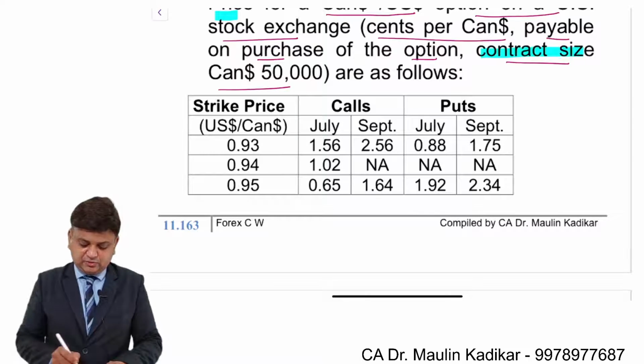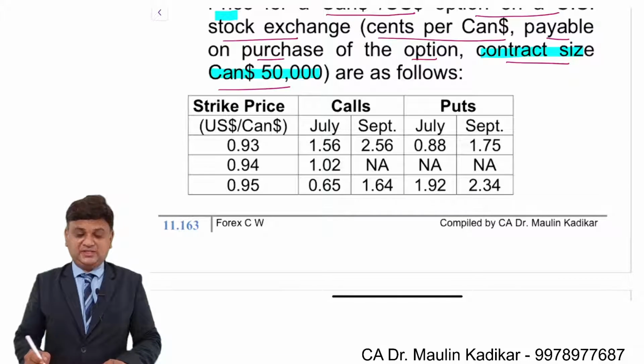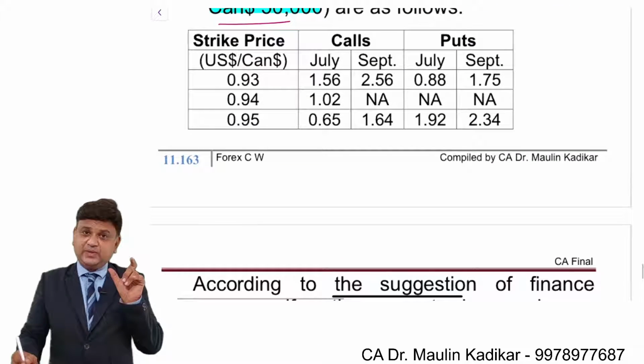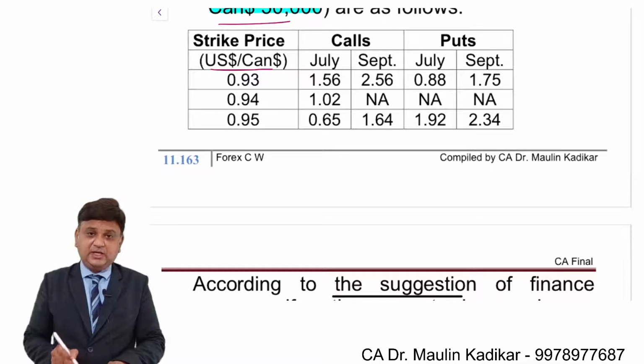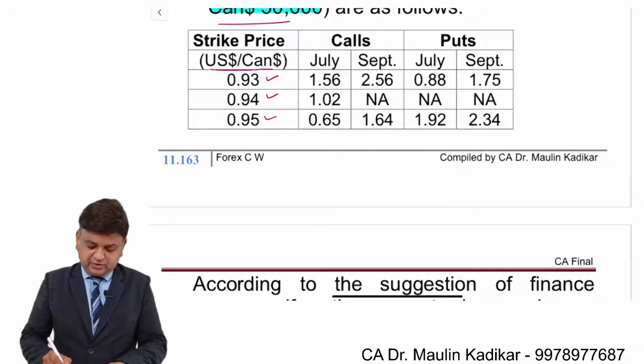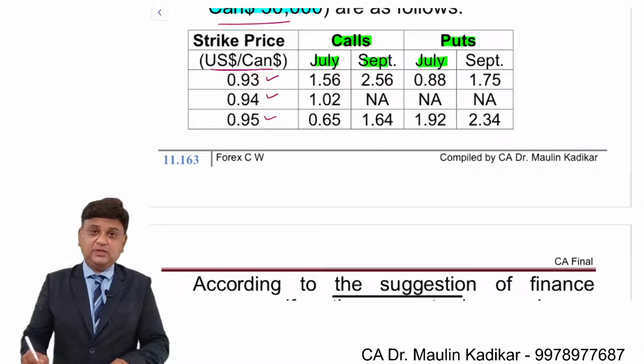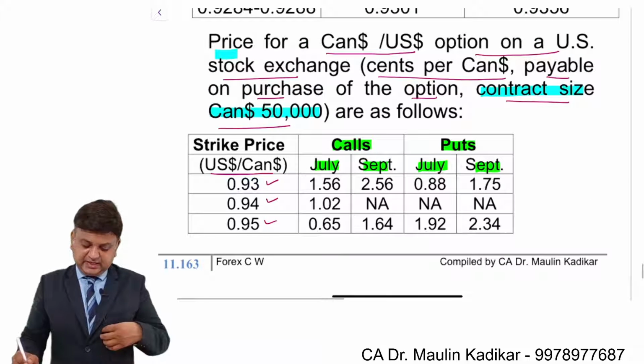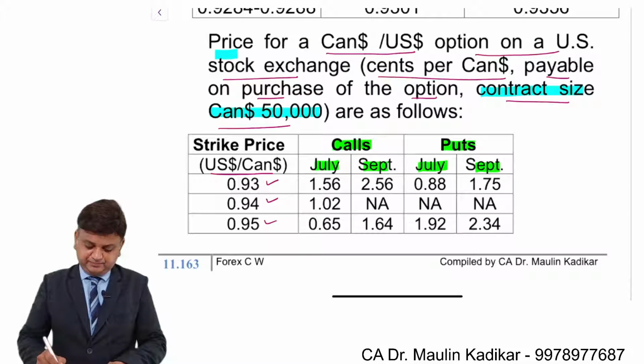So new information is introduced over here, that is the lot size, and as follows. The exercise price is given to us, dollar per Canadian dollar. It is 0.93, 0.94 and 0.95. We have been provided with the premium for the call option and premium for the put option for the month of July, for the month of September, for the month of July and for the month of September. And importantly, they have specified that the premium is provided to us in cents per Canadian dollar.